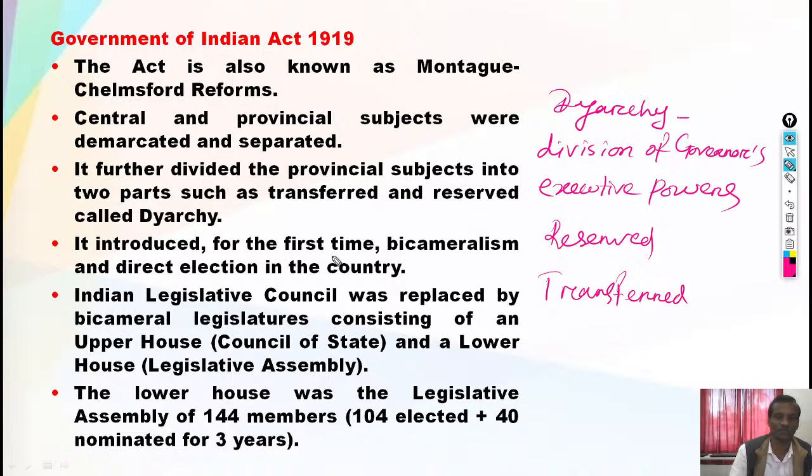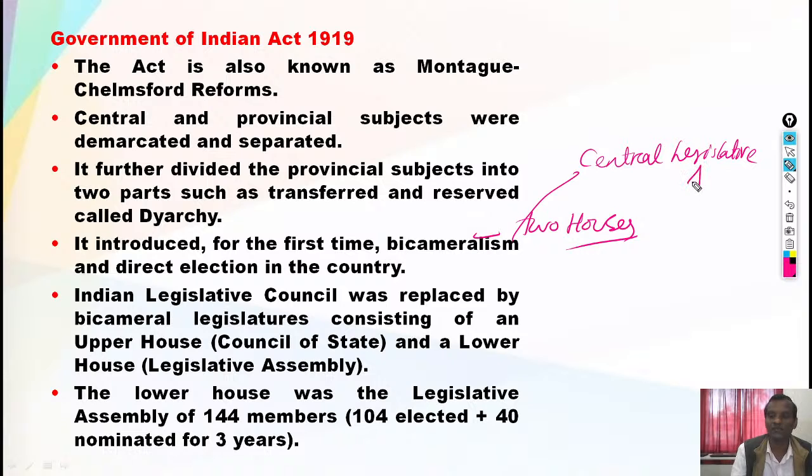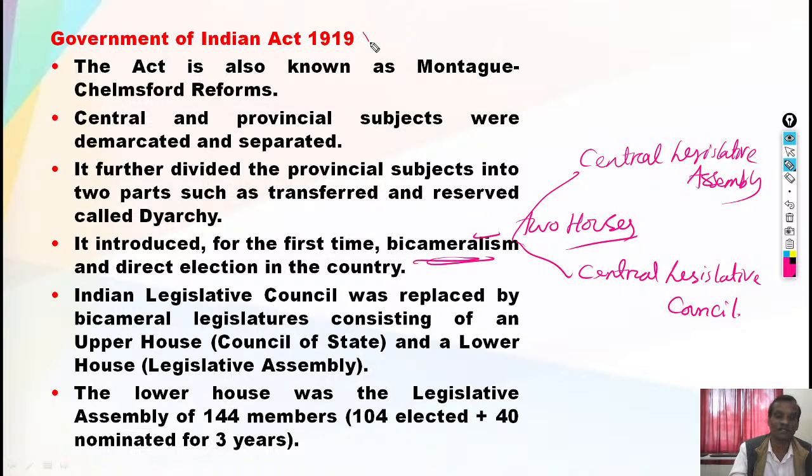ओके, सो दैट इज कॉल्ड डायरची, यू हैव टू रिमेंबर। देन इंट्रोड्यूस्ड बाइकैमरलिज्म एंड डायरेक्ट इलेक्शन। What is bicameralism? Bicameralism means that is dual house, two houses. So जो सेंट्रल लेजिस्लेटिव का काउंसिल था जो पहले 1853 के में बनाया गया था, वो अभी दो हाउस हो गया. सो दो हाउस मीन्स सेंट्रल लेजिस्लेटिव काउंसिल, सेंट्रल लेजिस्लेटिव असेंबली एंड सेंट्रल लेजिस्लेटिव काउंसिल, जिसको हम राज्यसभा लोकसभा कहते हैं अभी. सो उनमें बाइकैमरलिज्म इंट्रोड्यूस हुआ था गवर्नमेंट ऑफ इंडिया एक्ट 1919 में.